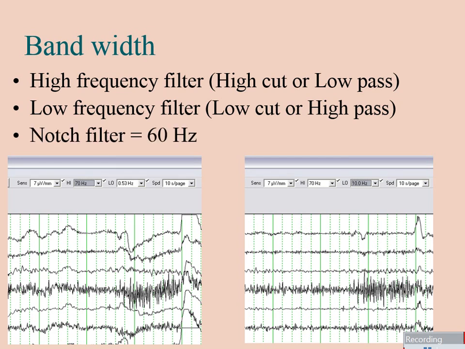Now the other filter that we use frequently is a selective 60 hertz filter called a notch filter. So if we're getting 60 hertz interference from the fluorescent lights or something like that, we can turn this on and very selectively filter out the 60 hertz noise.